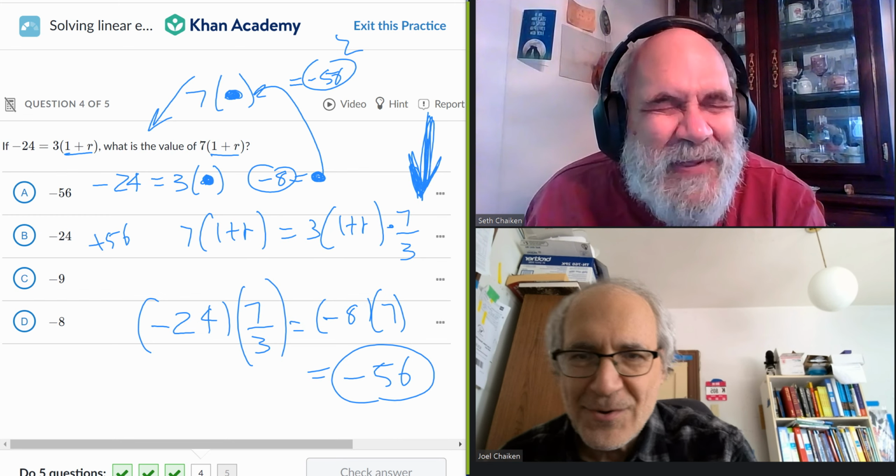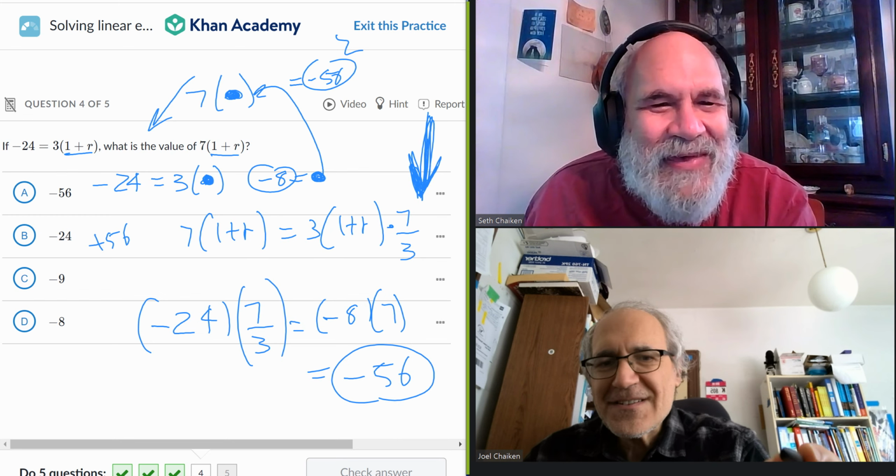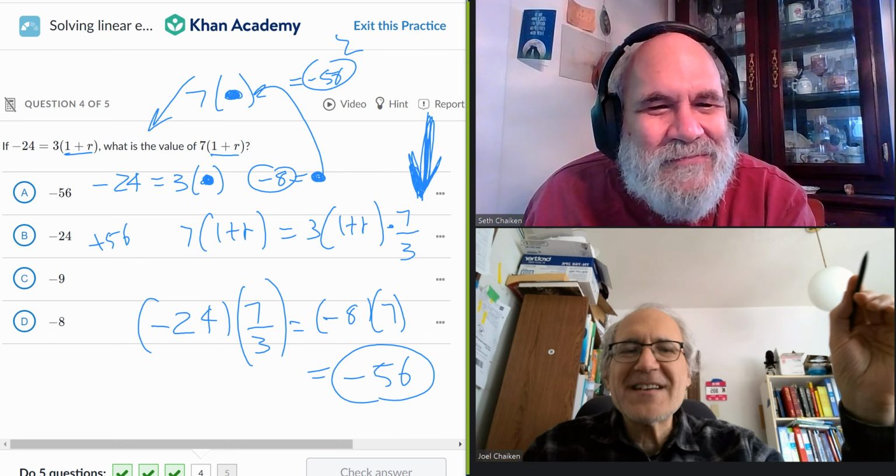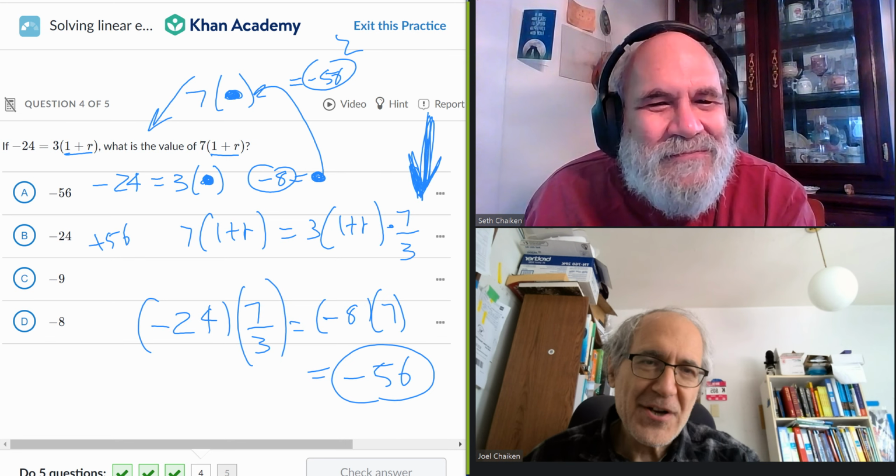Think of this whole thing about x and r and these variables. They can represent a tractor trailer truck.